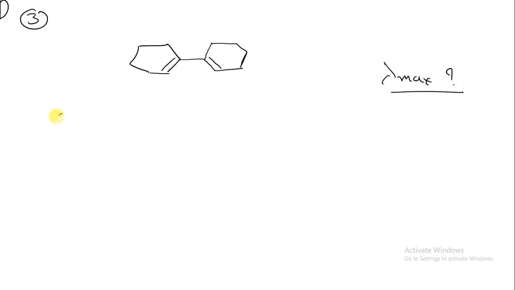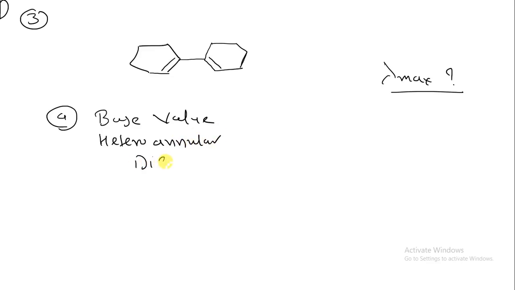Okay, so first of all I have to see the base value. Now there are two double bonds present in different rings, so I have to consider this a heteroannular diene system. So for the heteroannular diene system I have to add 215 nanometer. Second, if there is any substituent present on the ring. There is no substituent present on the ring. Here there is a CH2 group, another CH2 group, and another CH2 group, but I will explain that later. So there is no substituent like a CH3 group present on the ring.